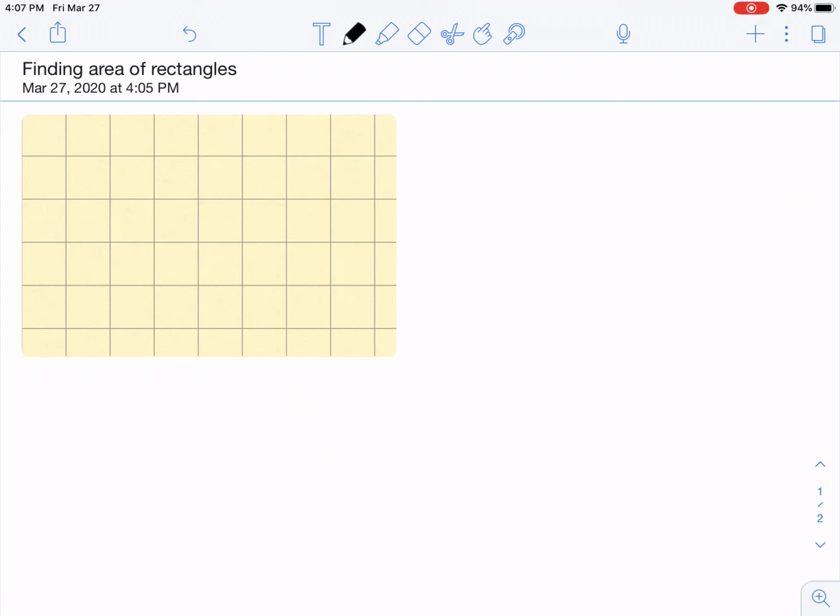I just wanted to take a few seconds and do an area for you. Just a reminder, area basically is the space inside a shape. So if I'm looking at my graph paper and I was to draw a rectangle, the area we're looking at is something called square area. And the area basically is how many squares fit inside that shape.